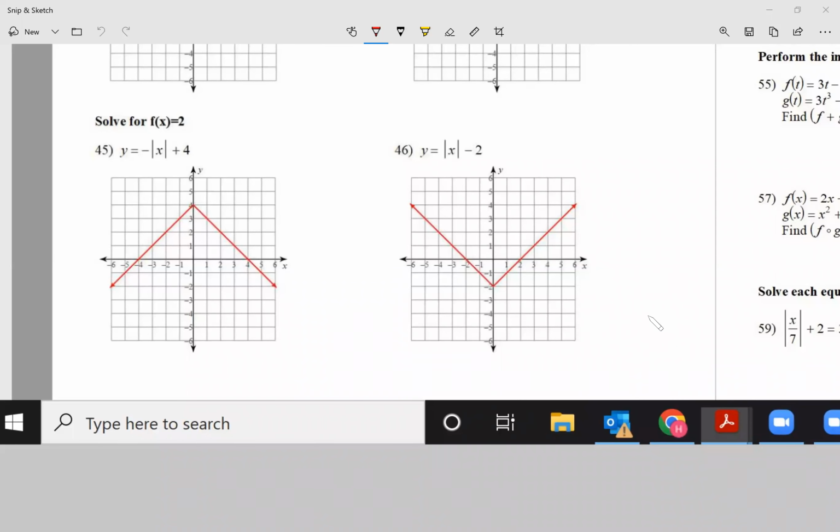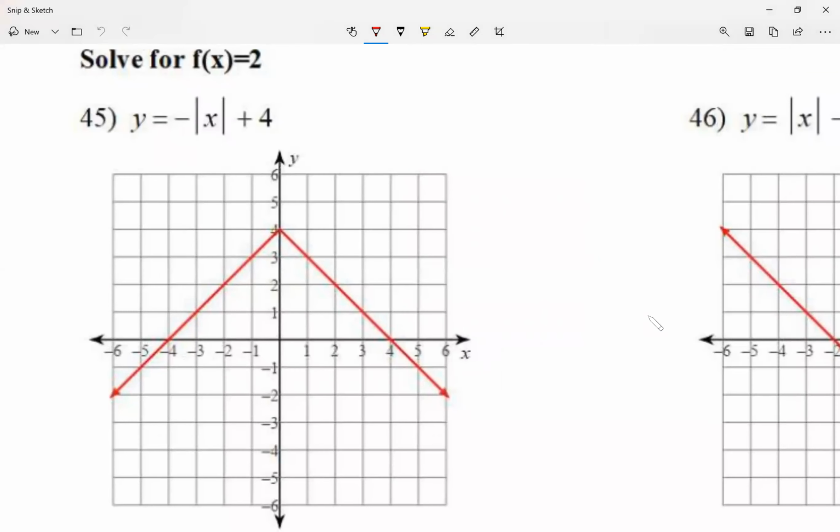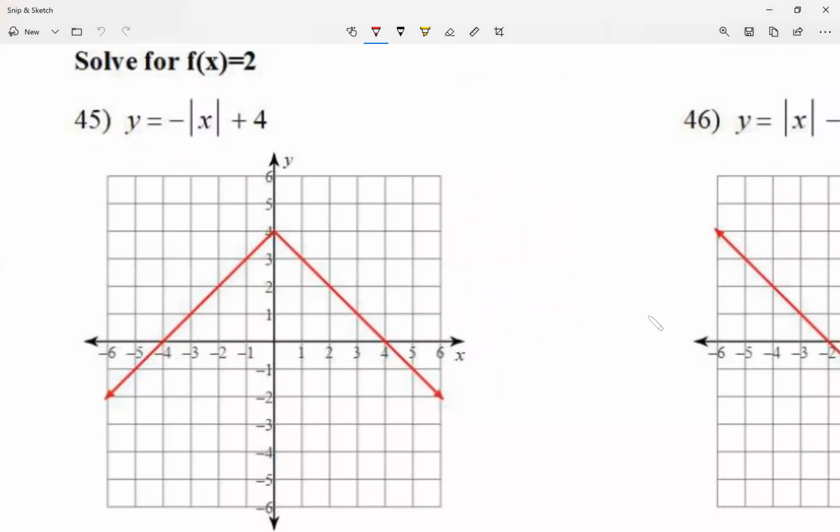Now, for this case, we're going to learn how to solve for x. There are two ways we're going to learn. One of the first two examples that I have is solving using graphs. The instructions for these two questions are to solve for f of x is equal to 2.